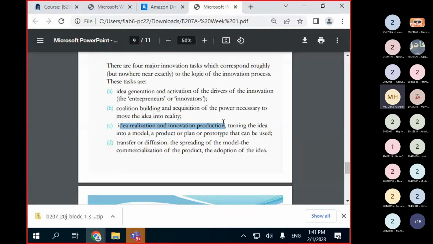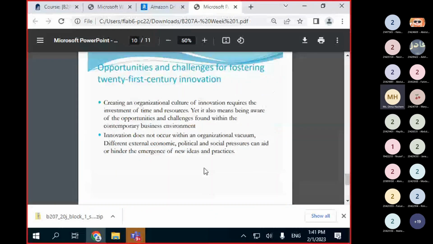And then transfer or diffusion is the spreading of the model into commercialization. Now it becomes commercial, tijari, right? It becomes commercial, it's available in big quantities to consumers to use. All right.